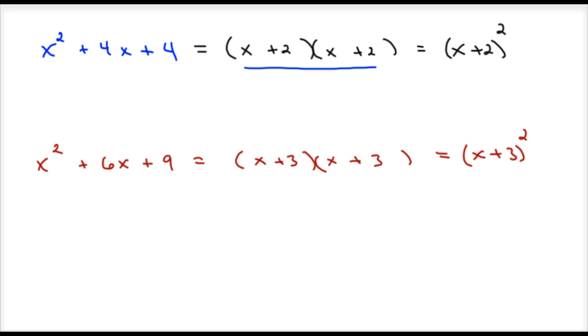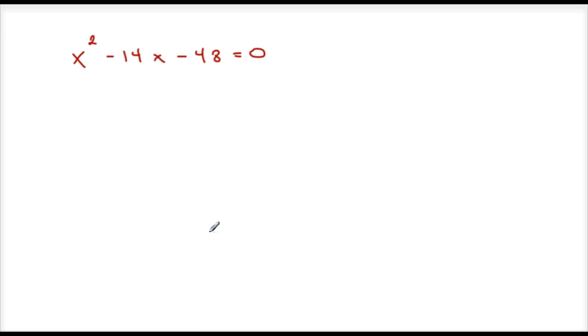Let's take a look at our first example. We have x squared minus 14x minus 48 equals 0. Now again, completing the square is just another means of finding the roots of your function. You could just factor and set the factors equal to 0, you can use the quadratic formula, or you can use this method, which is completing the square.